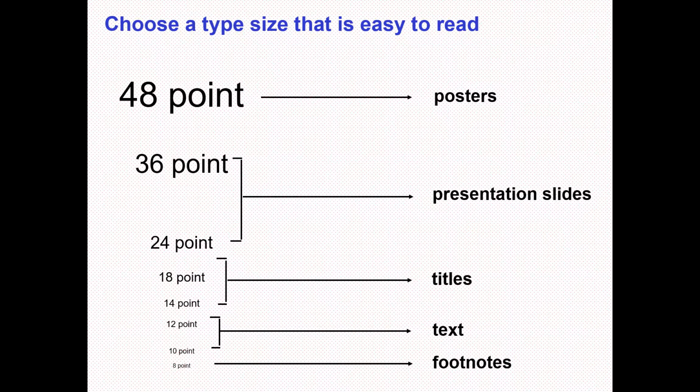Choose a type size that is easy to read. Whenever you're preparing a document, you should choose a type size with respect to that document. Why is that? It's because you should make it easy for the reader to read and understand. Again, it varies from type to type. For example, if you have a poster, for a poster we normally have a type size equal to 48 points.